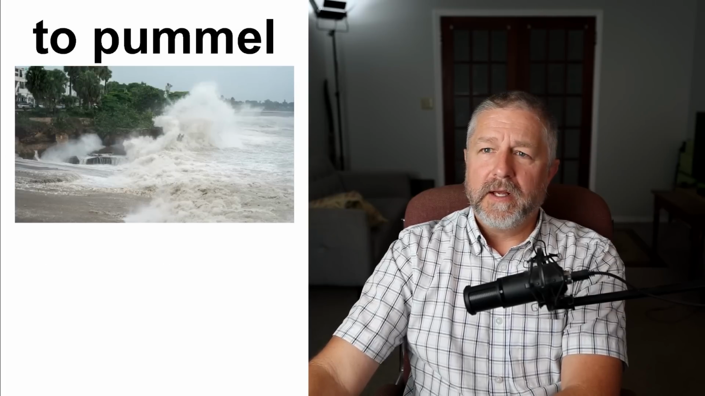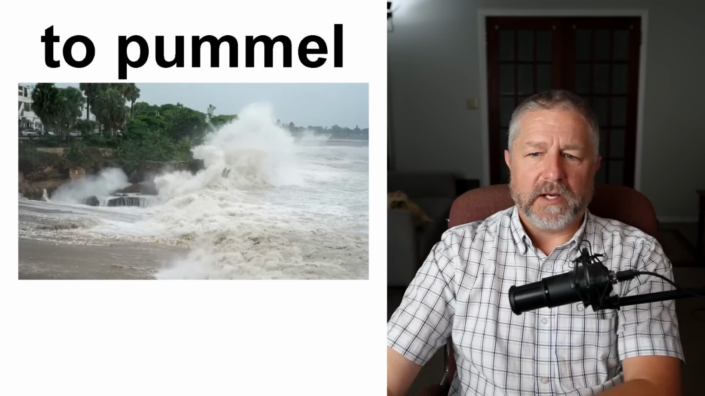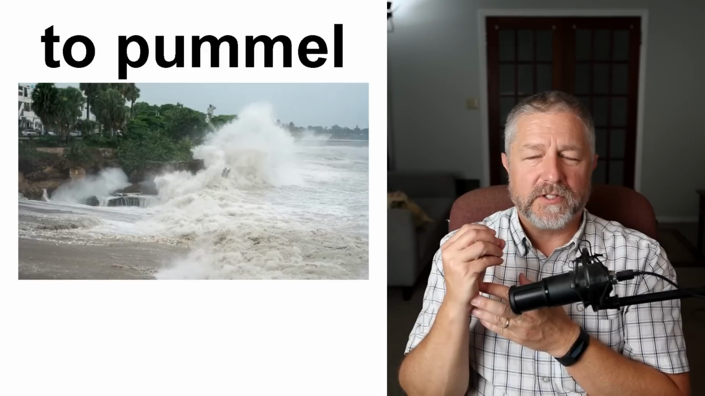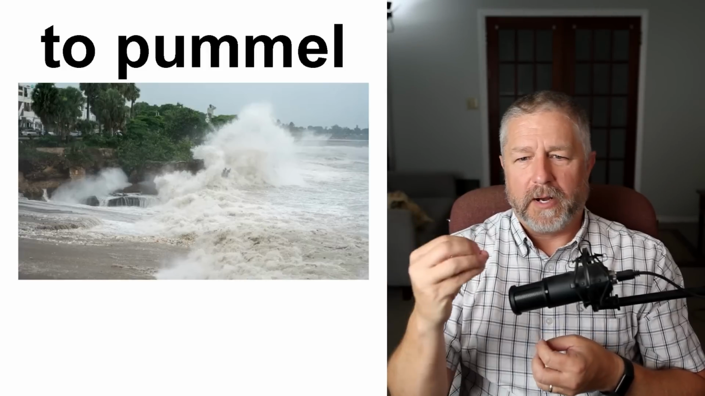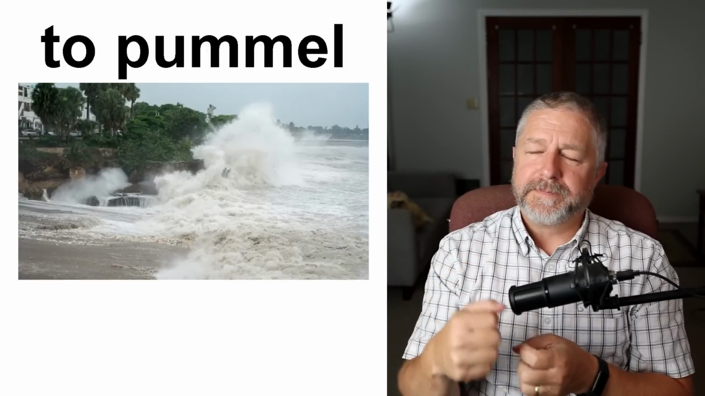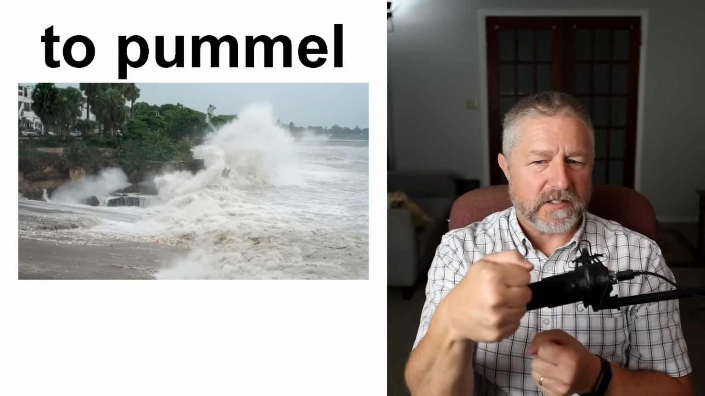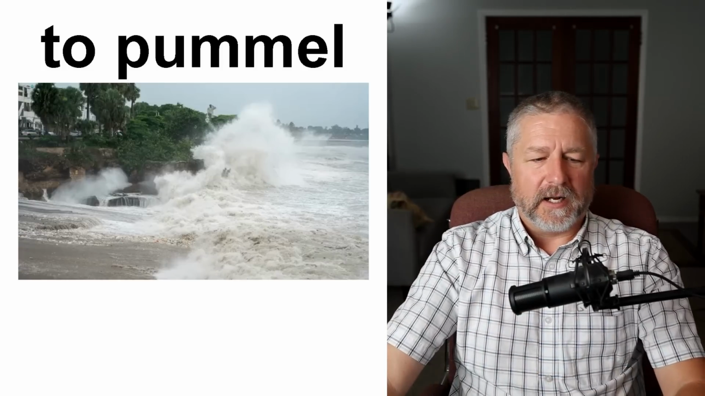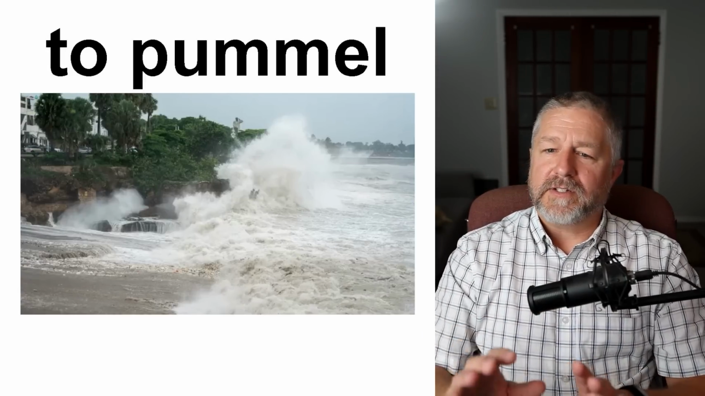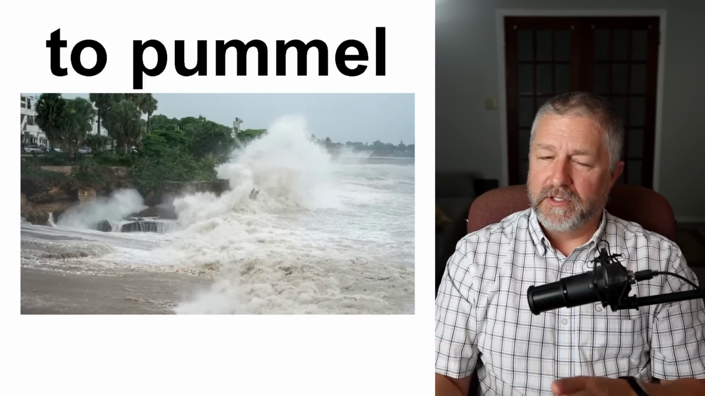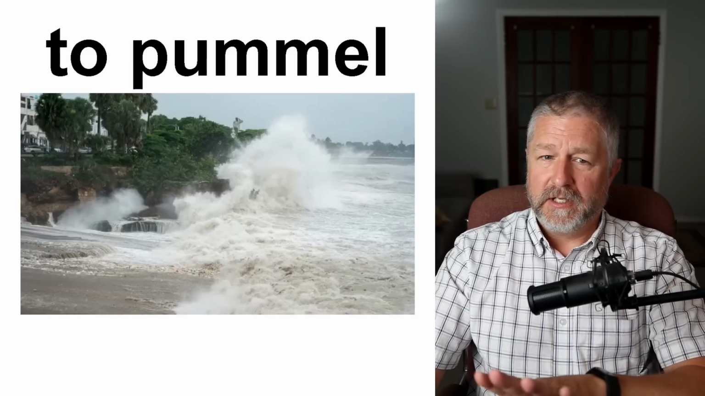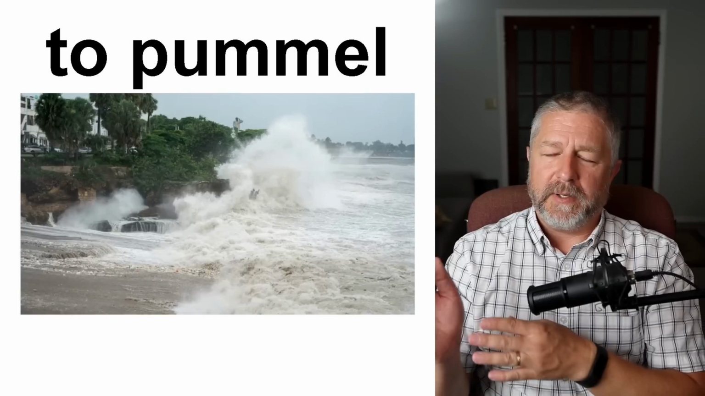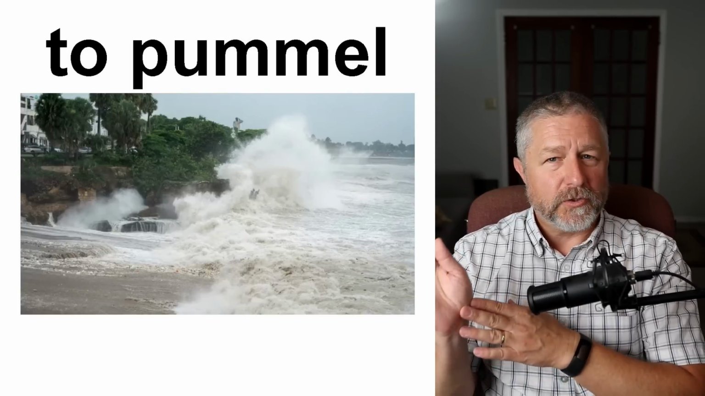To pummel, we use this to talk about how waves can pummel the shore during a storm. The rain can just pummel the building. The wind can pummel. When you pummel, it's like, you can see me making a fist, right? It's like nature, it doesn't necessarily have to cause damage. So that's the difference. If you use ravage, there's damage. If you use pummel, it means it might eventually damage something.